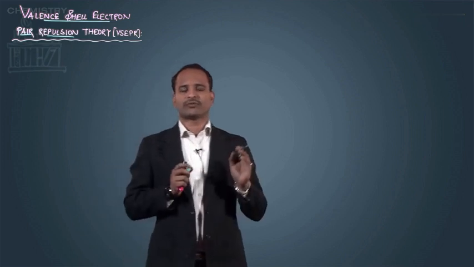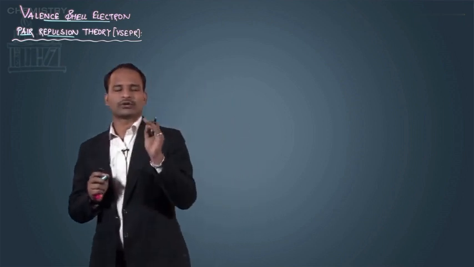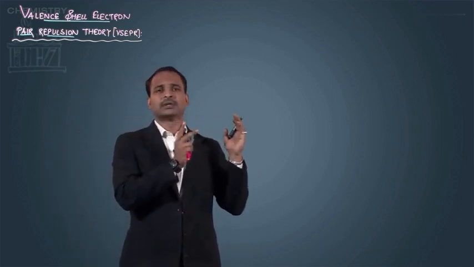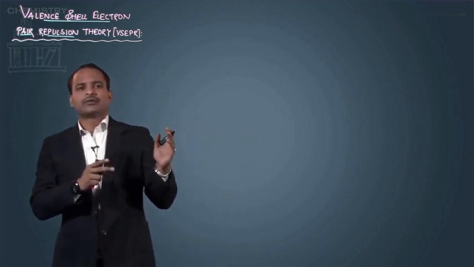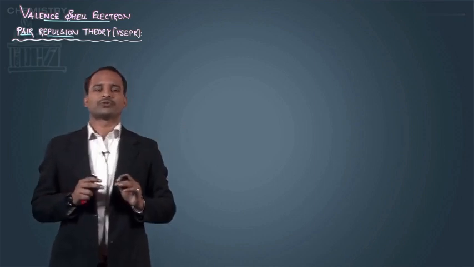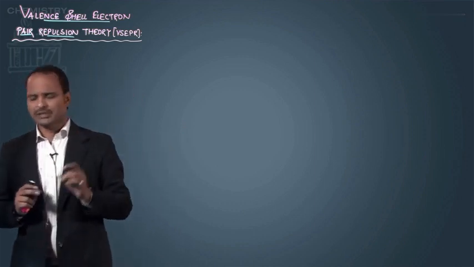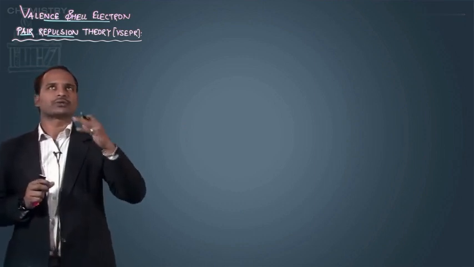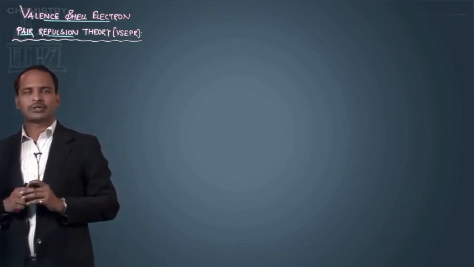So in case of ammonia, the remaining 3 will form bonds, and the one which is left is going to be called a lone pair of electrons. For example, let's see the example of ammonia, and on the basis of this we are going to learn about the valence shell electron pair repulsion theory.